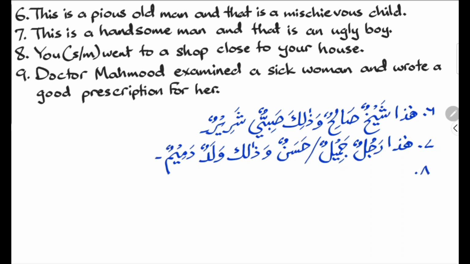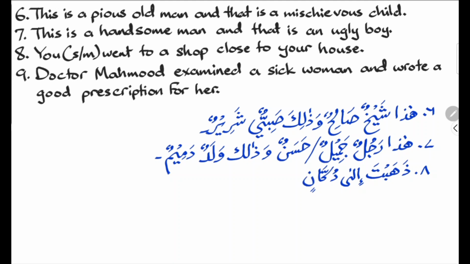Number 8. You singular male went to a shop close to your house. You singular male went. That's the fi'l plus the fa'il. Let's focus on that first. Go in Arabic is ذهب. You singular male went is ذهبت on the wazn of فعلت, which is واحد مذكر حاضر. ذهبت to a shop. إلى دكان.